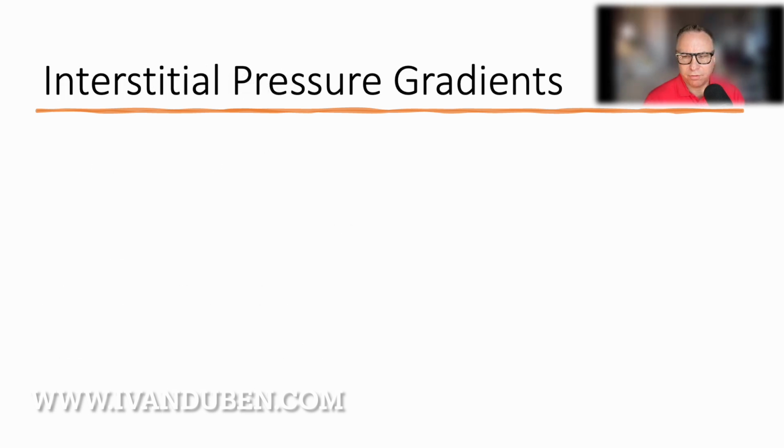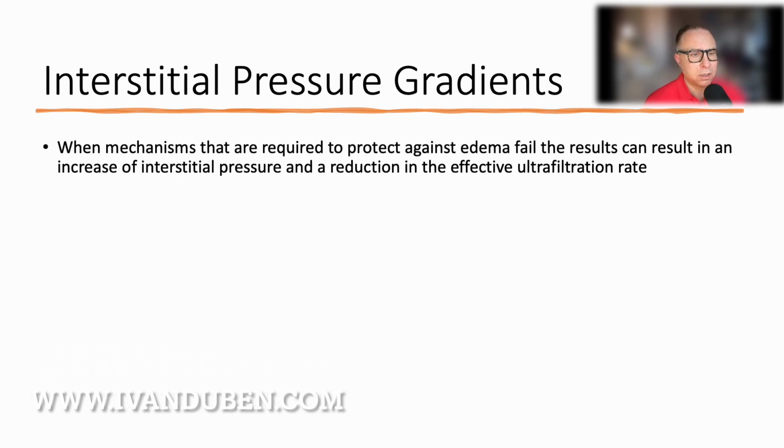A critical component of lymphovascular terrain is the organ known as the interstitium. This is a critical aspect that is subject to alterations in chemical gradients and pressure gradient imbalances. The increased pressure will lead to lymphostasis and increased lymph production. This contributes to a negative feedback loop of potential edema and tissue degeneration due to the inflammatory markers. When mechanisms that are required to protect against edema fail, the result can be an increase of interstitial pressure and a reduction in the effective ultrafiltration rate.